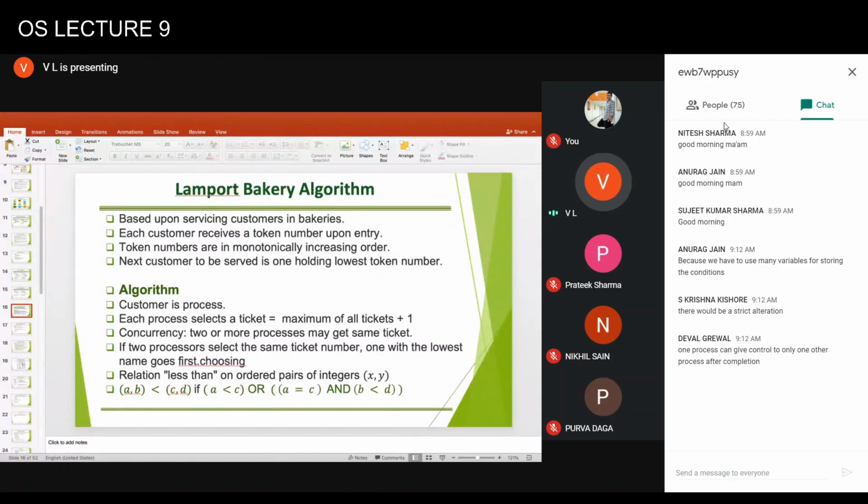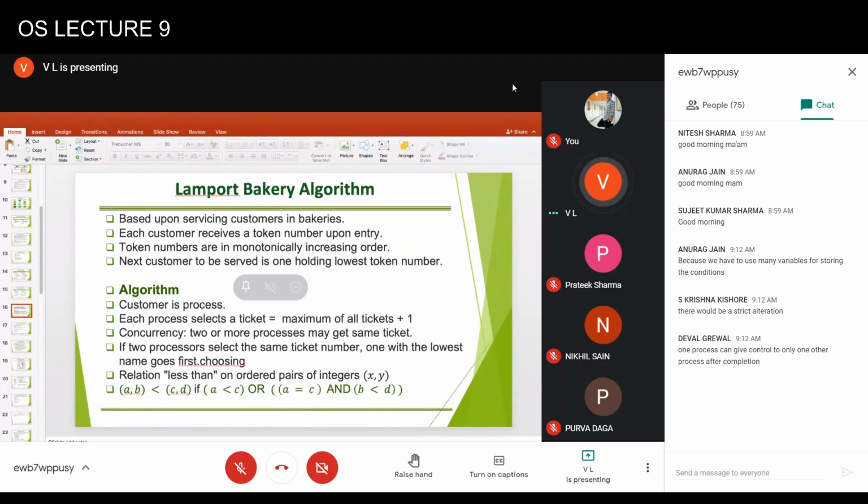So ultimately, every process will get a ticket. Once this ticket assignment is done, naturally, if a process is trying to enter the critical section, at what point do we know that this ticket assignment process is complete? So the initial phase is getting the ticket assignment.